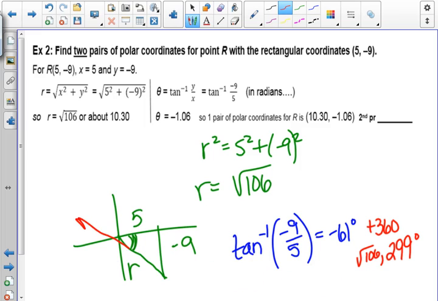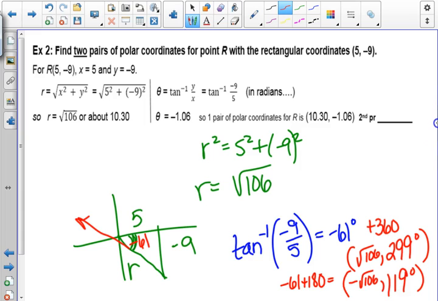So how would we go this way? Take that negative 61 and do what? Add 180. If we took negative 61 and we added 180, we'd get 119. But if you went only 119, you'd have to do what? Back up 106. All right. So we found 2 answers between 0 and 360, one with a positive r, one with a negative r.